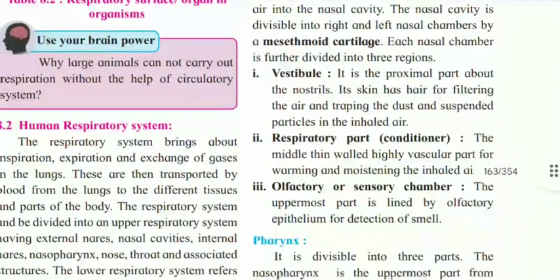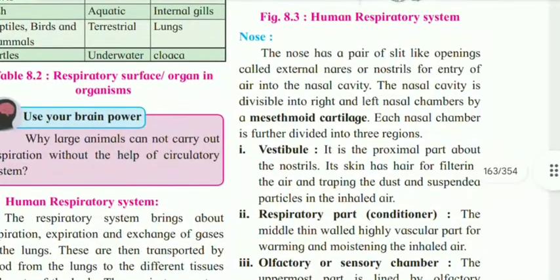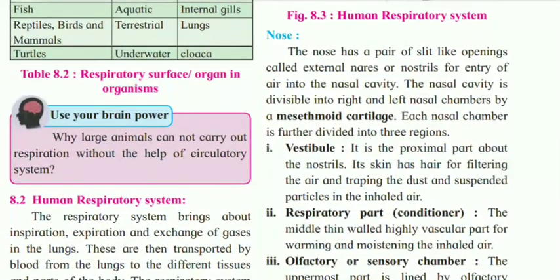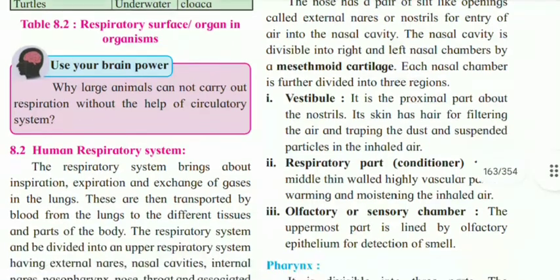Now let's see the first respiratory organ, that is nose. The nose has a pair of slit-like openings called external nares or nostrils for entry of air into the nasal cavity. The nasal cavity is divisible into right and left nasal chambers by a mesethmoid cartilage. Each nasal chamber is further divided into three regions: vestibule, respiratory part, and olfactory or sensory chamber.